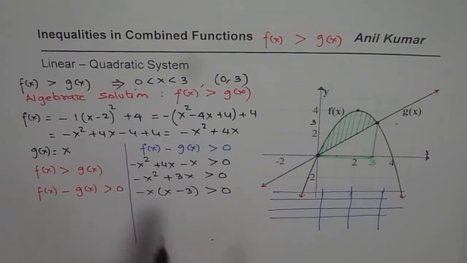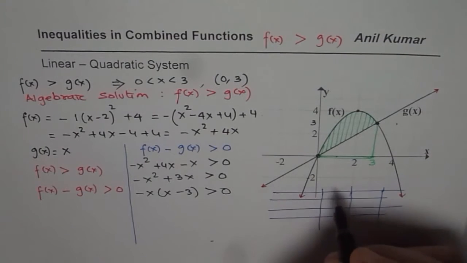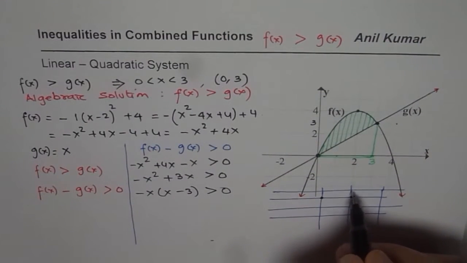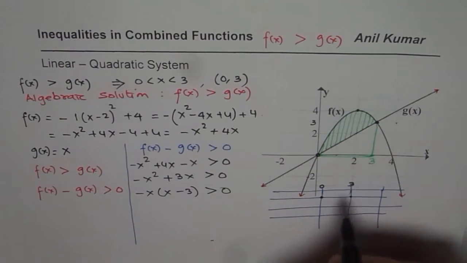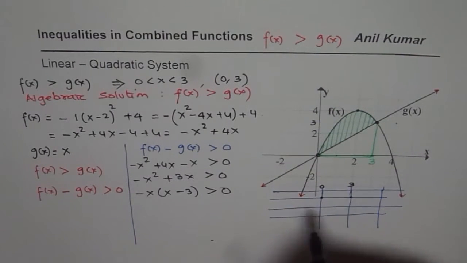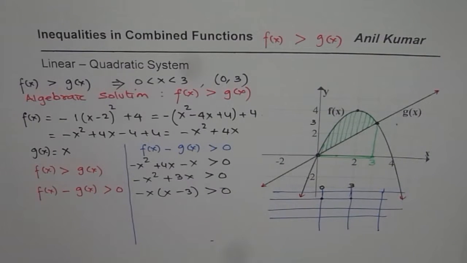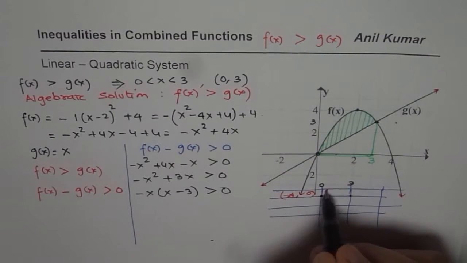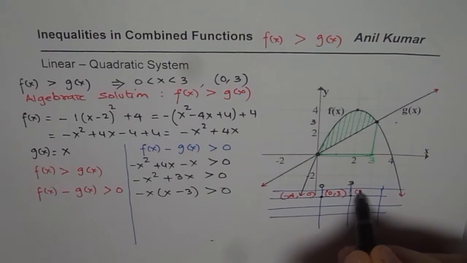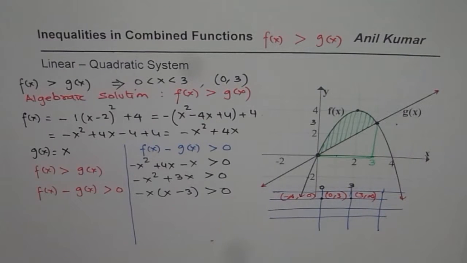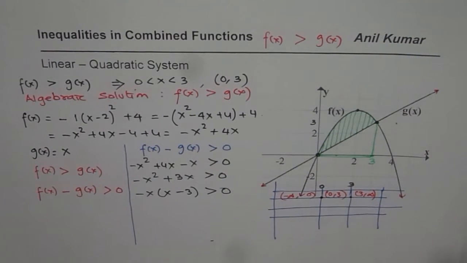Okay, so we have two zeros here. The zeros are at 0 and 3. Now these zeros divide our number line into three intervals. One is from minus infinity to 0. The other one is from 0 to 3. And then we have from 3 to infinity. Let's take test points in each interval.